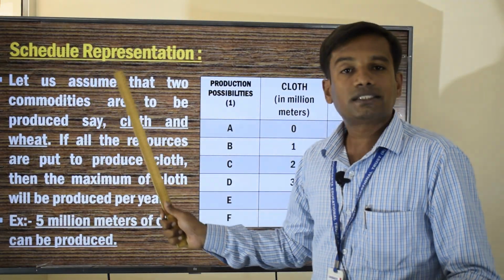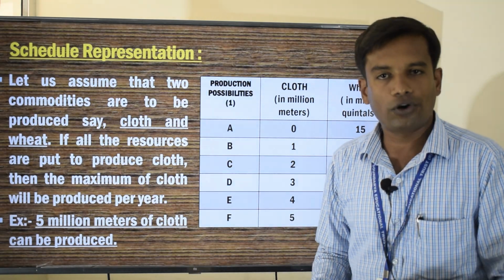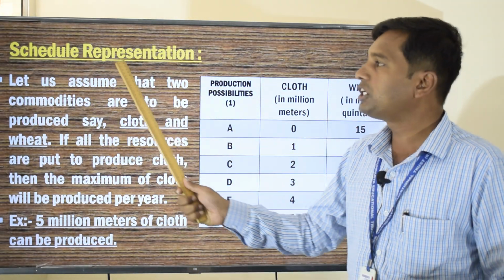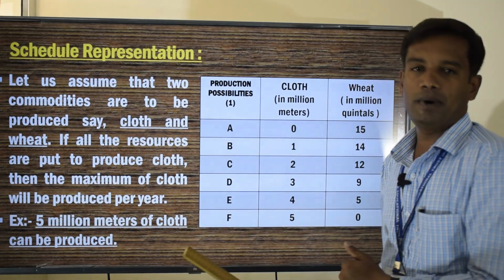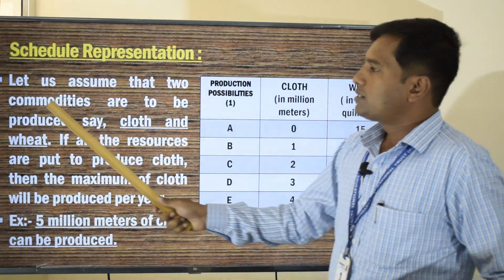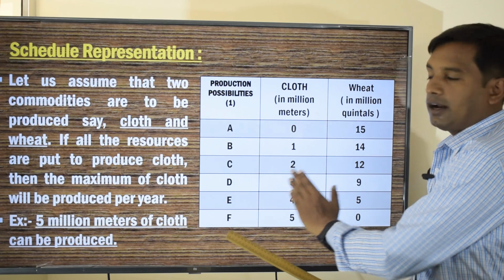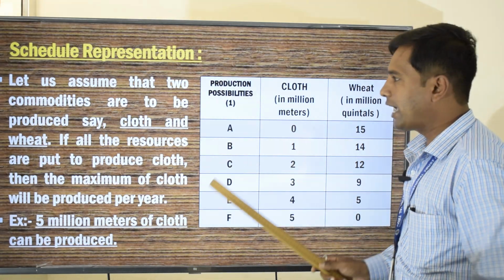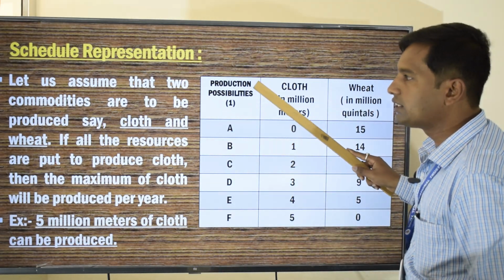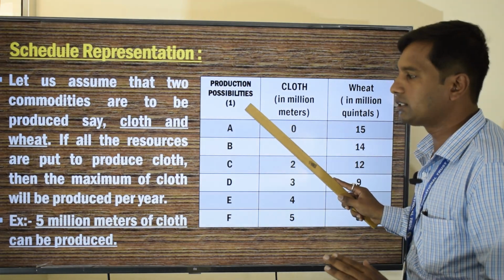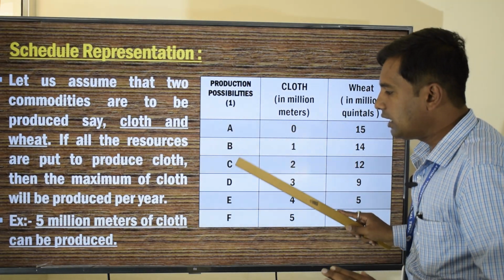Next, now let us understand the production possibility frontier with the help of a schedule or table. See here, first let me explain the table. Just observe the table very carefully. The first column says production possibilities. There are A, B, C, D, E, F.